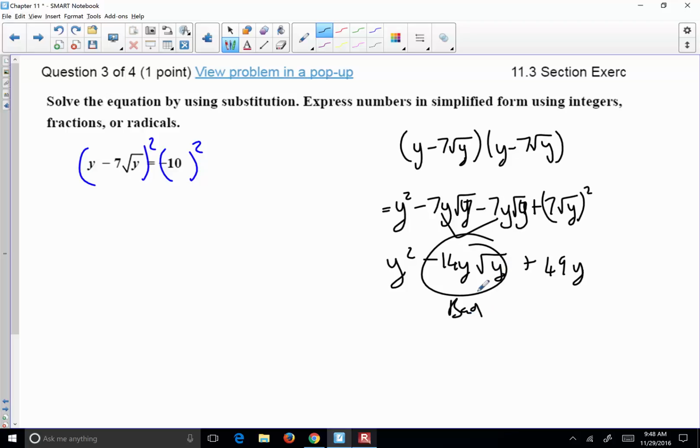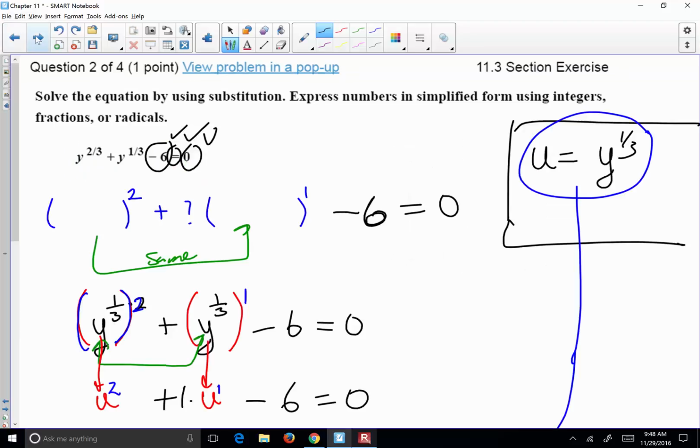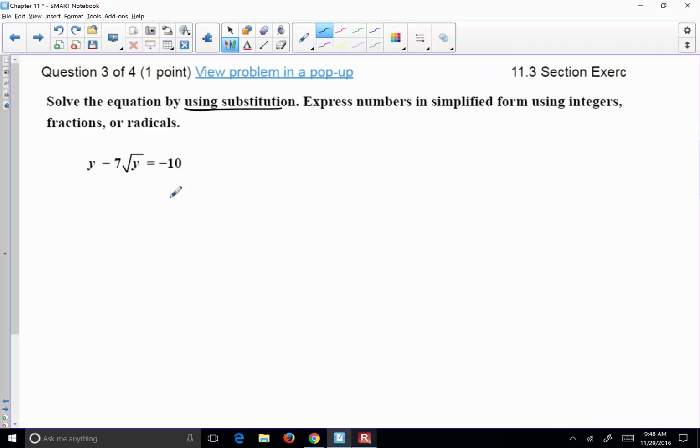You need to get rid of this, because this is not quadratic. If this was gone, it would be quadratic. Square and single power are quadratic, but with this it's bad. Squaring is not gonna work. Back up, back up, back up. We need to do substitution. It says substitution. We need to look at this.